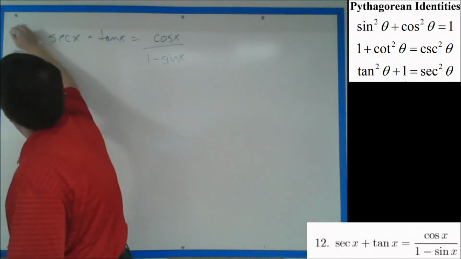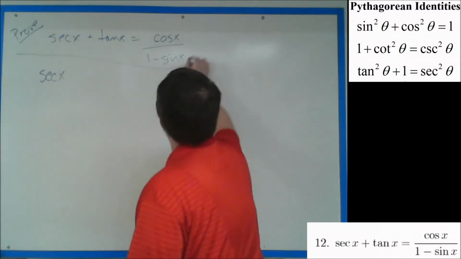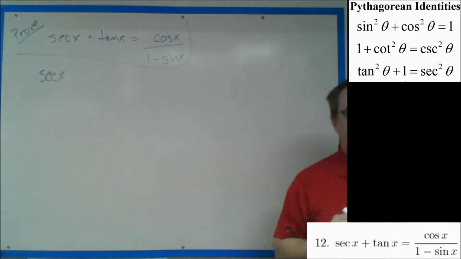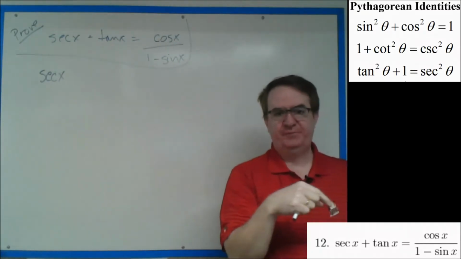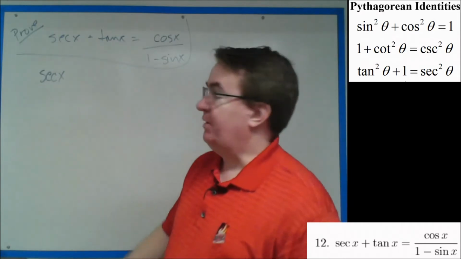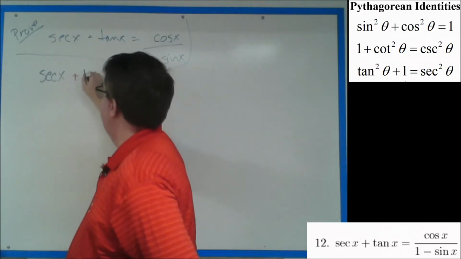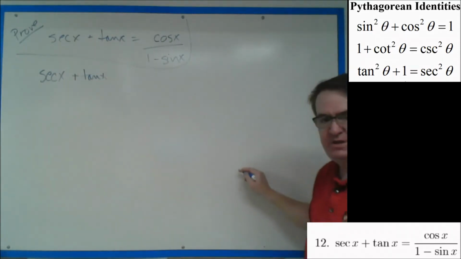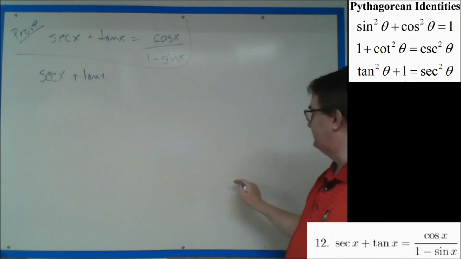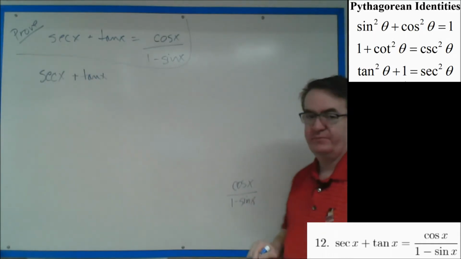So my first step, actually, let me write this up here so we don't get confused. And again, I do have it right down here. So I'm going to start here with secant x plus tangent of x, and I want to get it down here so that towards my last step is going to be cosine x over 1 minus sine x.